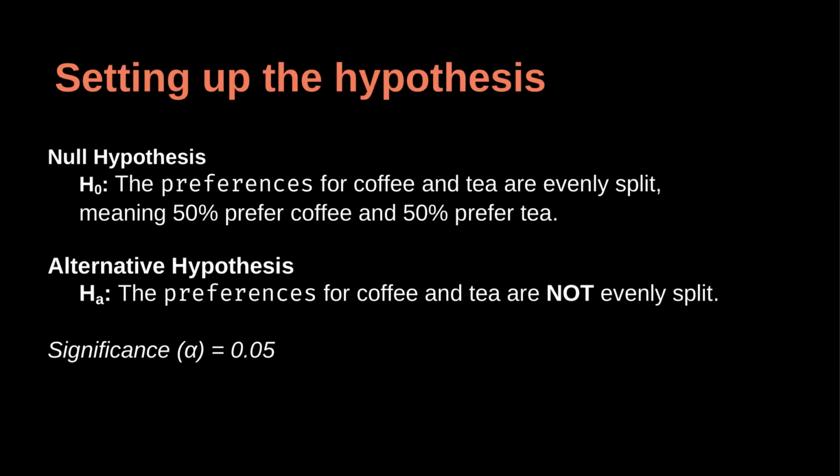Let's demonstrate by setting up a hypothesis. Let's say we're interested in whether the preference for coffee versus tea in a population is evenly distributed. We set up the hypothesis like so. The null hypothesis H0 states that the preferences for coffee and tea are evenly split, meaning 50% prefer coffee and 50% prefer tea. The alternative hypothesis HA states that the preferences for coffee and tea are not evenly split. We also set the significance level, or alpha, to 0.05.